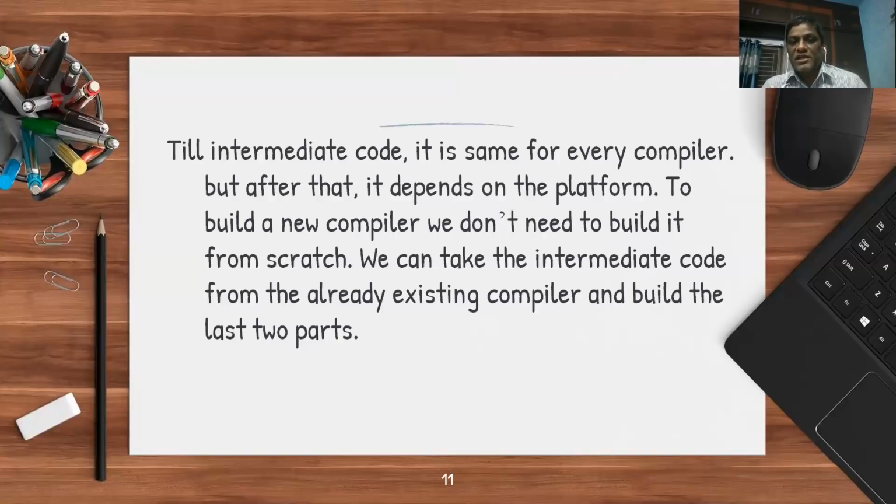What happens with the remaining phases will change. Okay, intermediate codes can be directly taken, and you can build the remaining compiler for the next versions or coming versions. So this is what you need to remember. Till the intermediate code generation phase, it is going to be the same for every compiler. From then onwards, the compiler implementation will change from one compiler to another compiler.